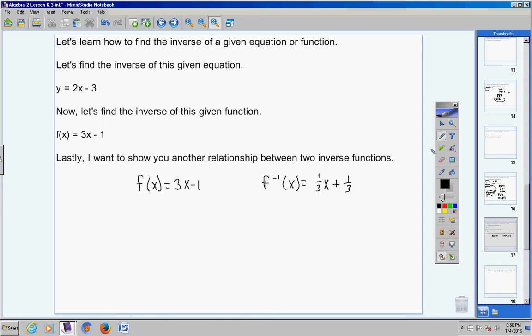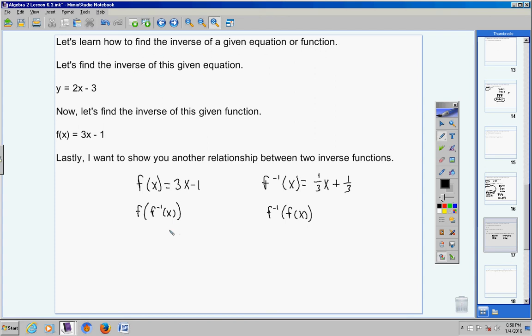There we go. Now, I want to show you one more relationship and then we're finally done with this video. Okay, so here it is. Now, let me show you something here. Are you ready? In your notes, I want you to write down the composition f of f inverse of x. Then come over here and write f inverse of f of x. Remember this composition.